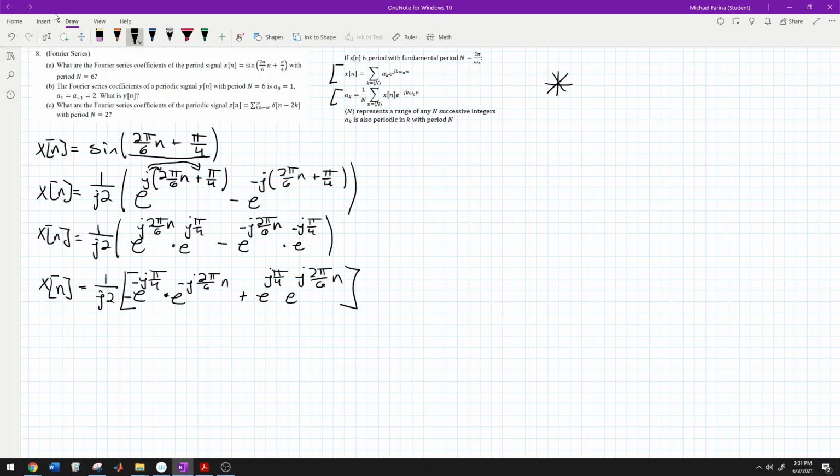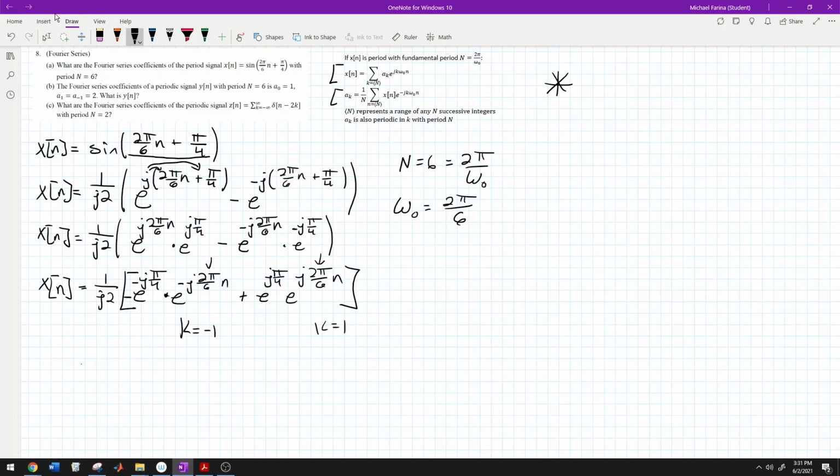Now our fundamental period is n equals 6, and that's equal to 2 pi over omega naught. So our fundamental frequency is going to be equal to 2 pi over 6. And we have a 2 pi over 6 right here, and we have a 2 pi over 6 right here. So this is k equals negative 1, and then this is k equals 1.